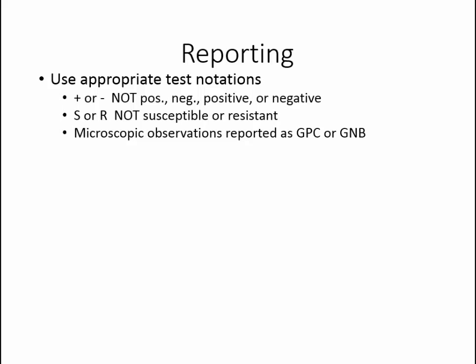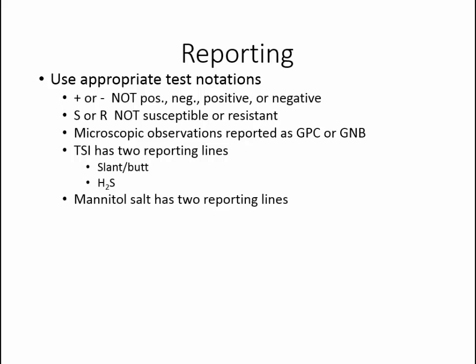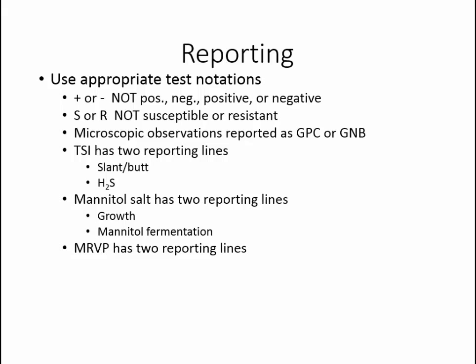There are several tests that have only one tube, but you need to use 2 reporting lines on your unknown report form. TSI has 2 reporting lines, one for the slant butt reaction, where you should use the appropriate K and A notation, and a separate line for the H2S test. Mannitol salt has 2 reporting lines, one to report growth and the other one to report mannitol fermentation. MRVP has 2 reporting lines, one for the methyl red test and one for the Voges-Proskauer test.